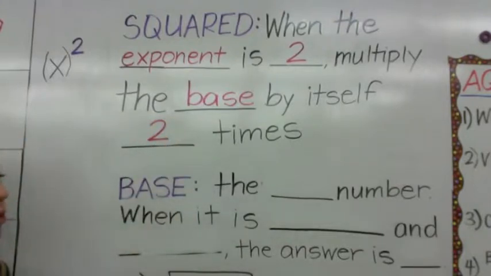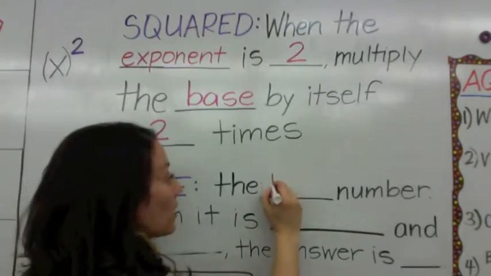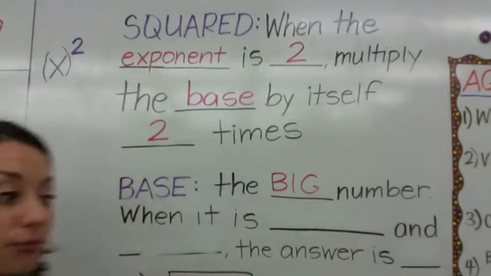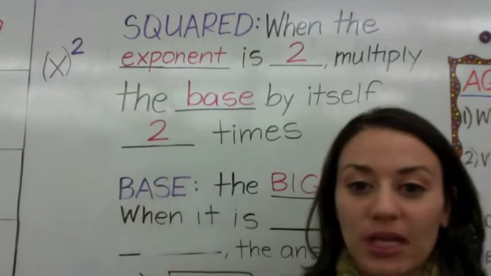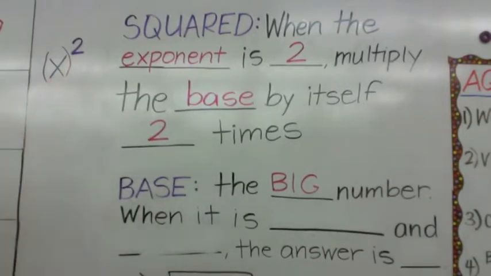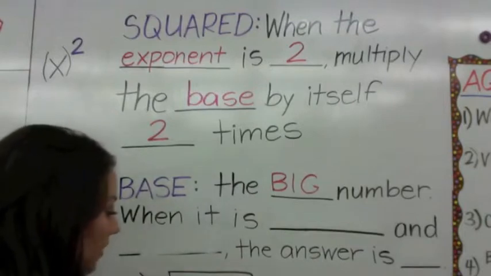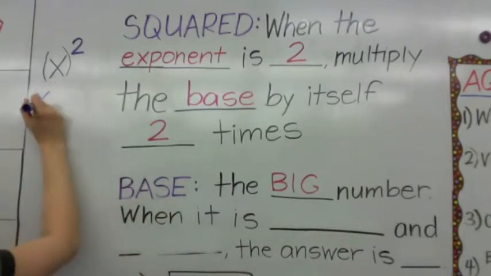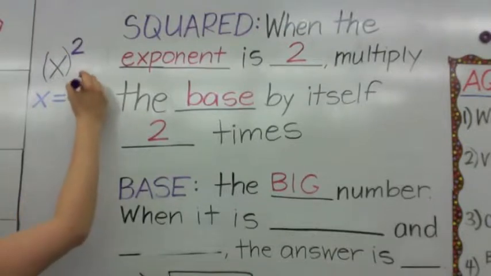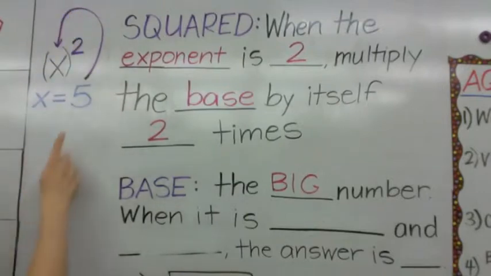Now, we need to talk about base again. And the base is going to be the big number. It's going to be what? The big number. In this case, the base is x, but I will give you different numbers to substitute in the place of x. Now, let's take a look at it first. X squared. What if I tell you that x equals 5. I say, look, 5 squared. Well, I'm going to put 5 in the place of x because I want to substitute it, right? Put 5 in the place of the letter.